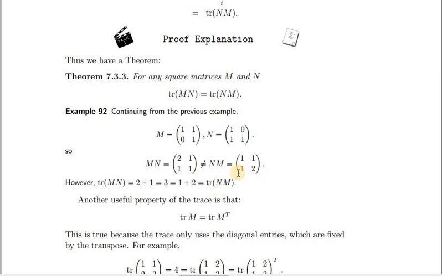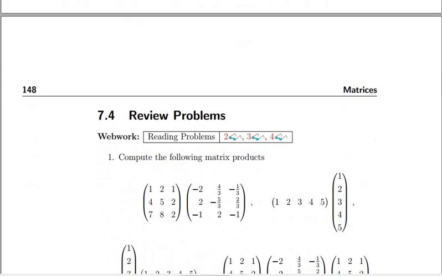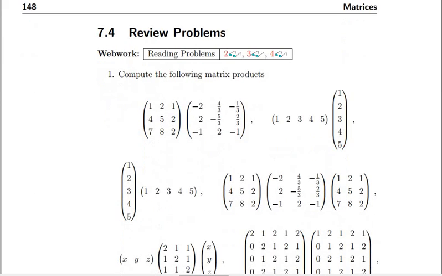Here's an example to show that it's true. It's also true that the trace of a matrix is equal to the trace of its transpose. That's pretty easy to see because the transpose doesn't change the diagonal at all. And that takes us through to the end of trace.